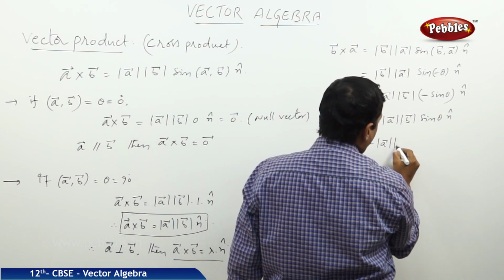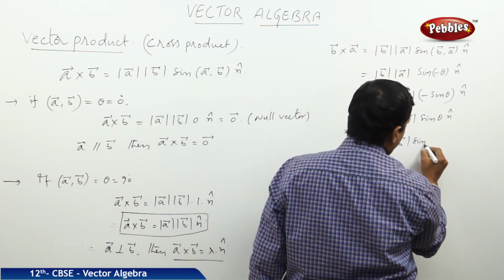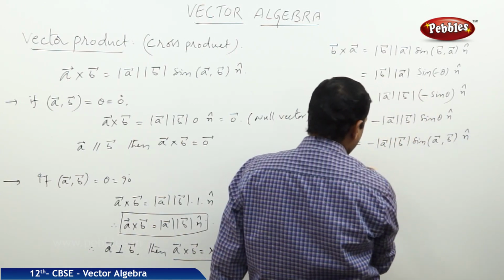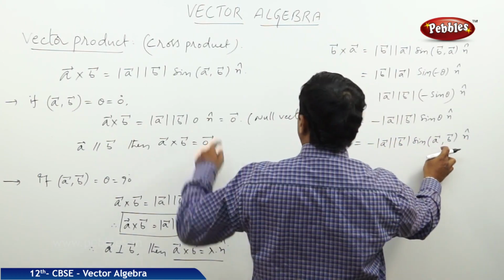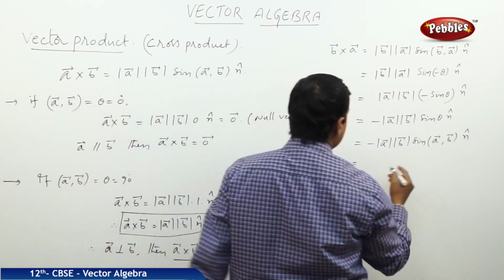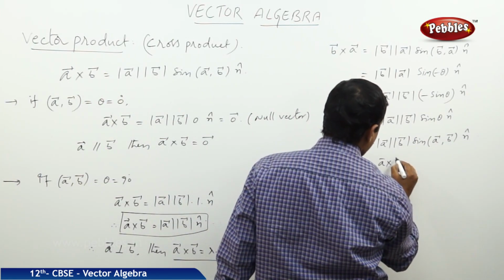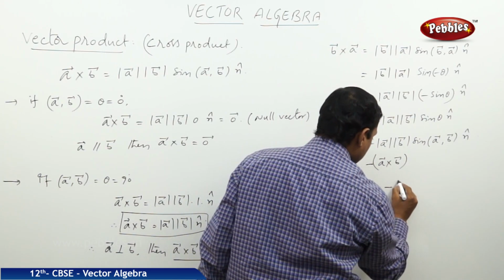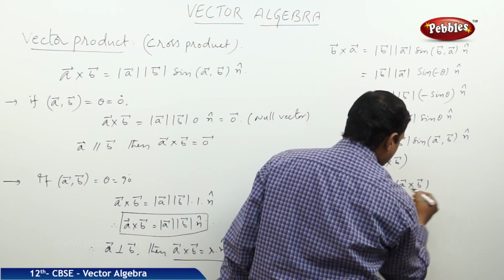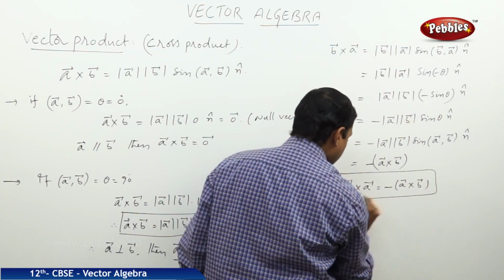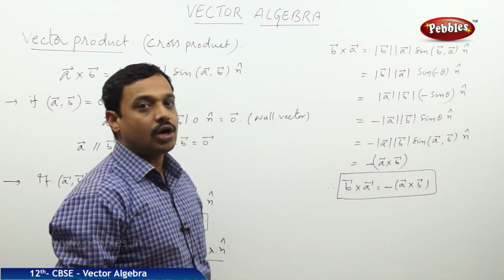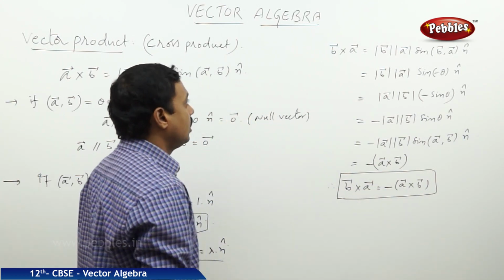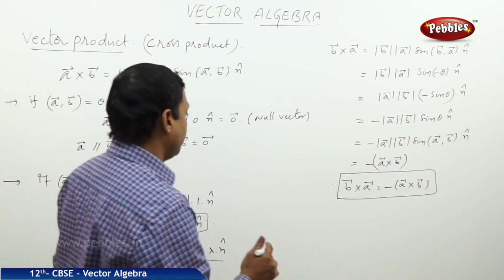It is modulus of A vector, modulus of B vector, into sin theta, where theta is equal to the angle between A, B, into n cap. Now, what about this? Mod A mod B sin of (A, B) into n cap is equal to A cross B. Hence, it is minus of A cross B. Therefore, B cross A vector is equal to minus of A cross B vector. So A cross B and B cross A need not be commutative, because B cross A is equal to minus of A cross B. Now, let us consider the magnitudes of these two vectors.